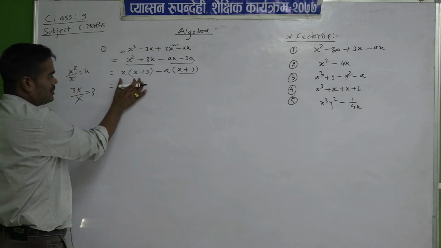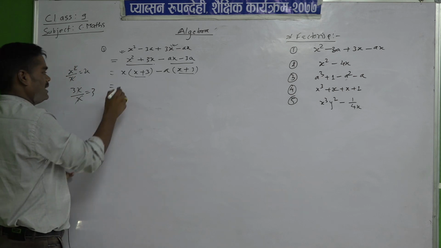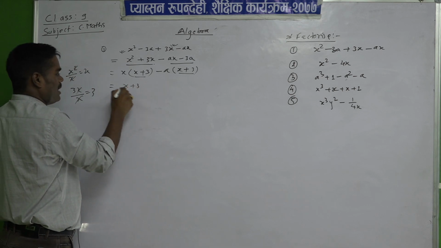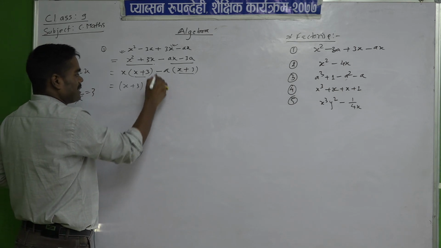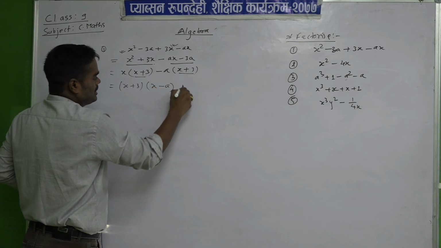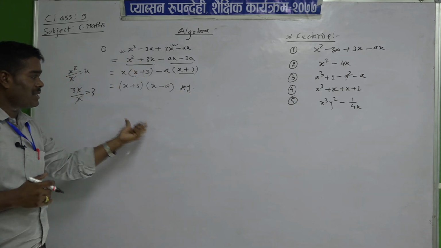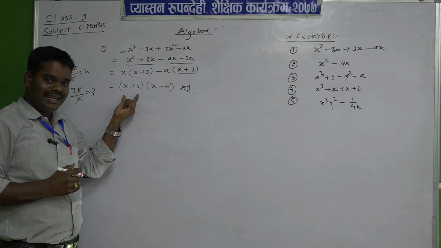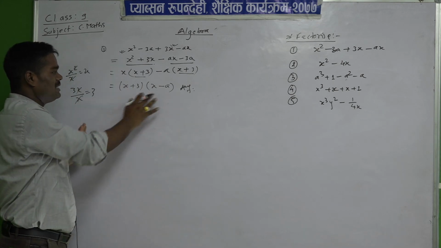So again in these 2 terms, we have to take x plus 3 common. We have taken x plus 3 common here. What is left in the other bracket? X, and then minus a. This is the answer. So for this expression, the factors are x plus 3 and x minus a, my dear students. So the solution of this question is this.